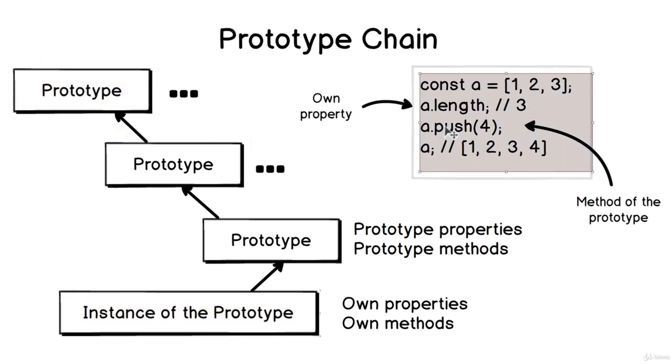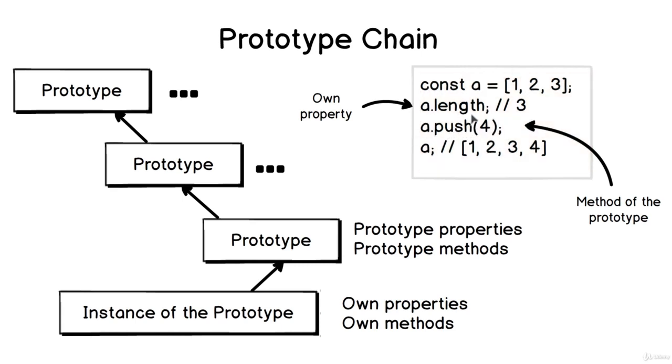Let's look at this example. In this example, we declare a new variable a and assign a value to it, and this value is an array. Using this syntax, we in fact create an instance of the array. On the second line, we access one of the properties of this instance, and this property is length. This property is the own property of each instance of the array. But if I want to perform some actions with this array, I use higher order functions or array helper methods. In this case, I use the push method to add one element to the existing array.